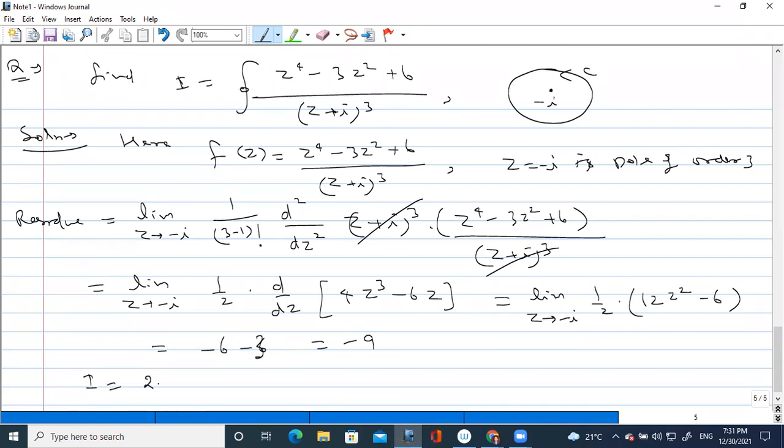So the integral will be 2 pi i because this pole is inside the contour. Definitely you have to check that. So 2 pi i into minus 9. So the answer is minus 18 pi i. Note down this.